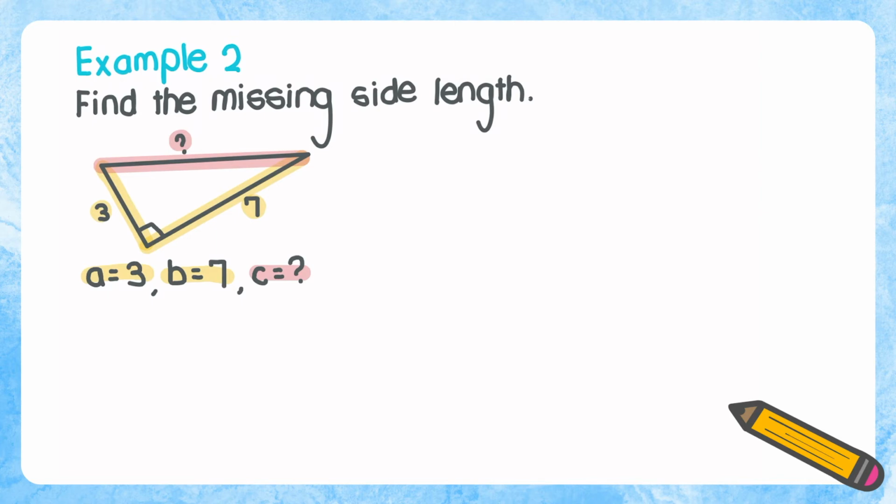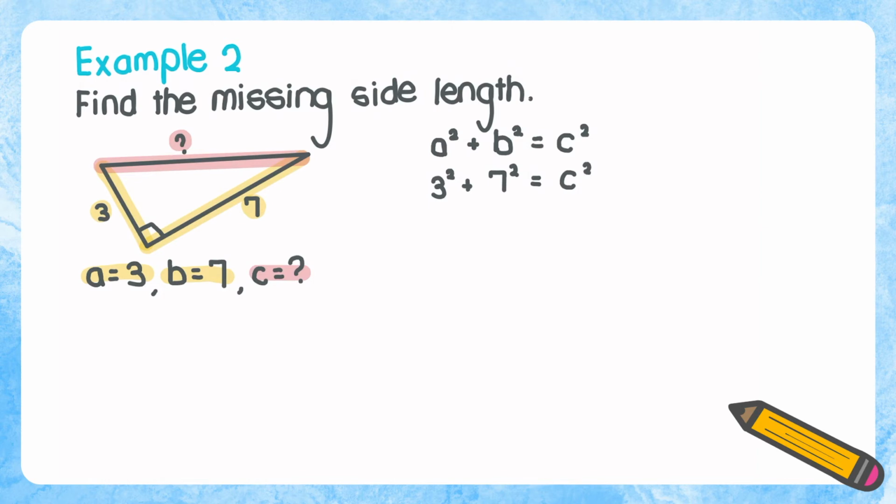Let's use the Pythagorean theorem to find this missing length. We have a squared plus b squared equals c squared. And let's plug in the values we already know. So 3 squared plus 7 squared equals c squared.